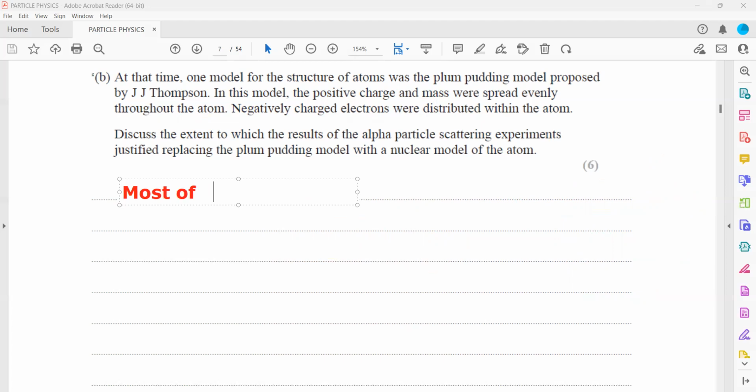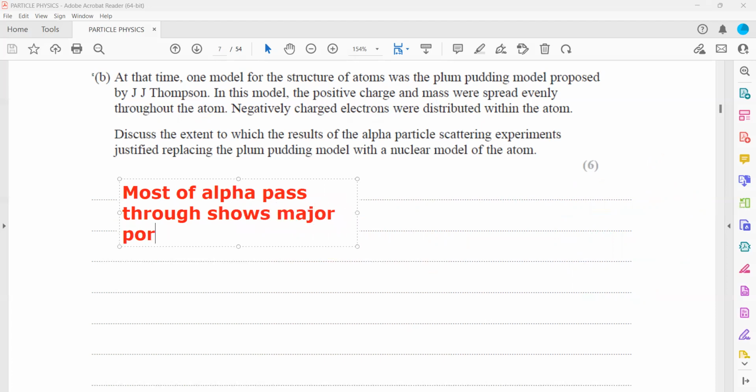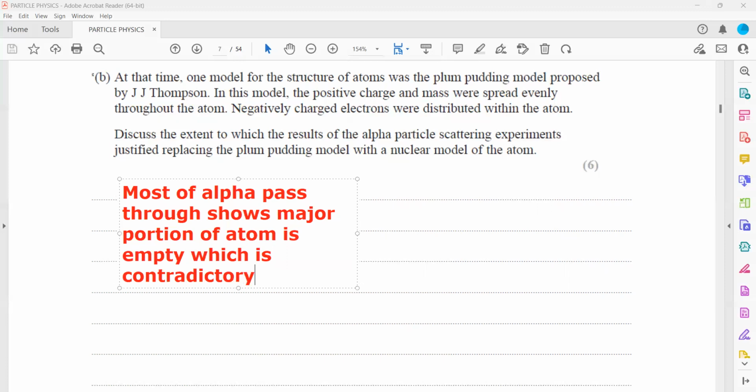So most alpha particles pass through, which shows a major portion of the atom is empty. Which is contradictory to the plum pudding model. Because according to the plum pudding model, the charges are evenly distributed and the mass is evenly distributed, so alpha particles should not be able to pass through.